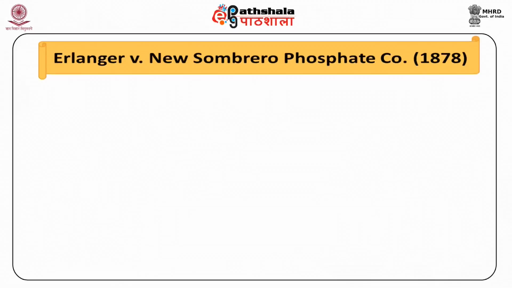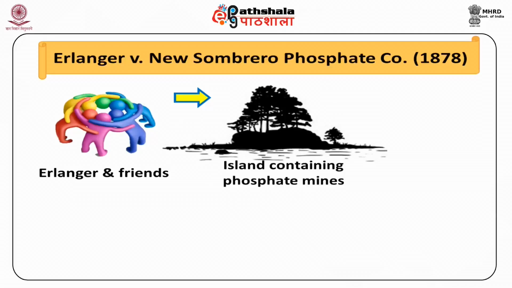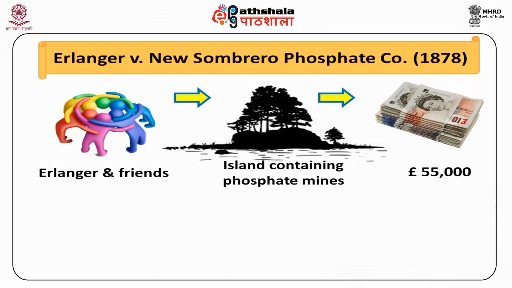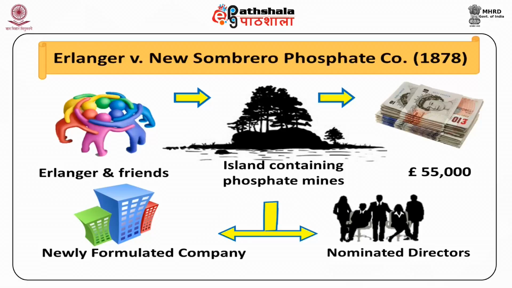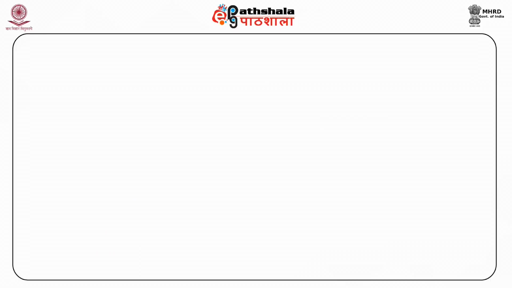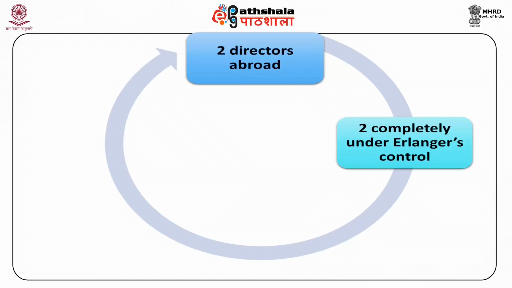Erlanger versus New Sombrero Phosphate Company, the year 1878. Erlanger, together with some of his friends, purchased an island containing phosphate mines for £55,000. The island was then sold to a new company formed for £110,000. All the 5 directors of the newly formed company were nominated by Erlanger. At the time of the purchase agreement with Erlanger, 2 directors were abroad, while out of the remaining 3 who signed the purchase deed, 2 were completely under the control of Erlanger.